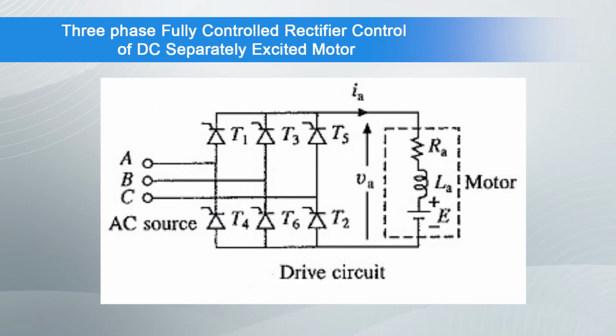The 3-phase fully controlled rectifier fed separately excited DC motor drive is shown in the figure. Thyristors are fired in the sequence of their number with a phase difference of 60 degree by gate pulses of 120 degree duration. Each thyristor conducts for 120 degree and 2 thyristors conduct at a time, one from upper group and the other from lower group, applying respective line voltage to the motor.